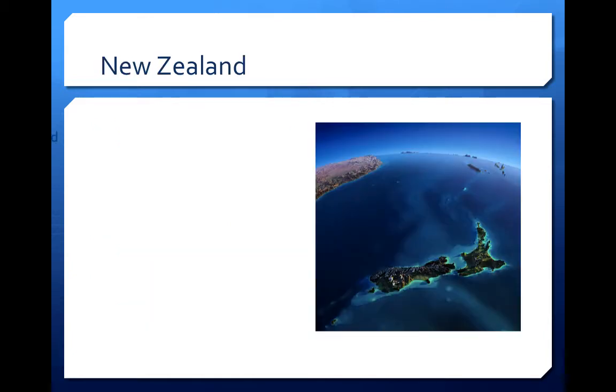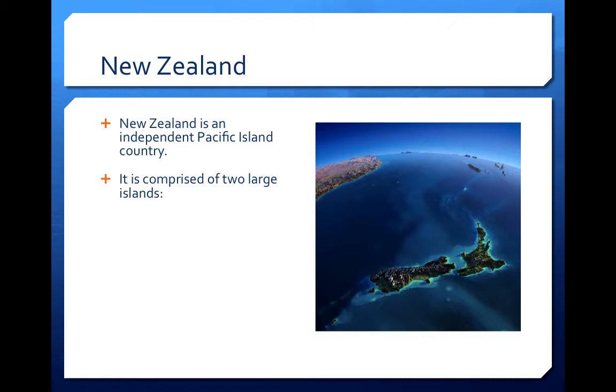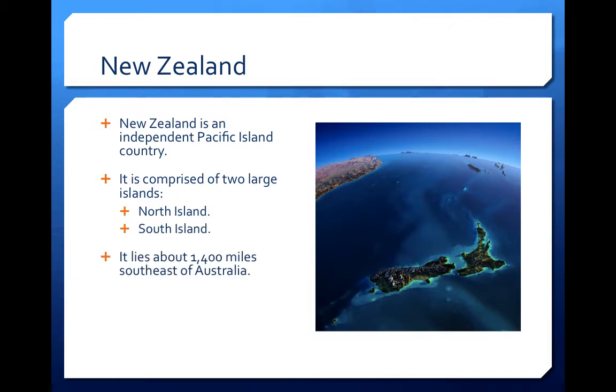New Zealand. New Zealand is an independent Pacific island country. It is comprised of two large islands, the North Island and the South Island. It lies about 1,400 miles southeast of Australia, and it is about the size of Great Britain.